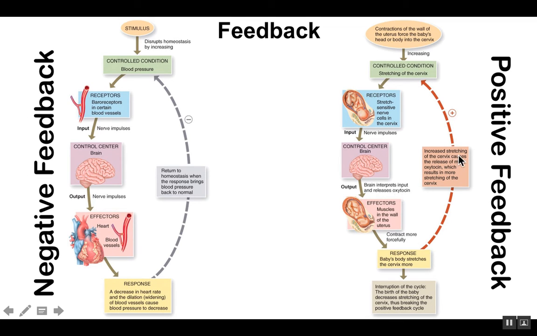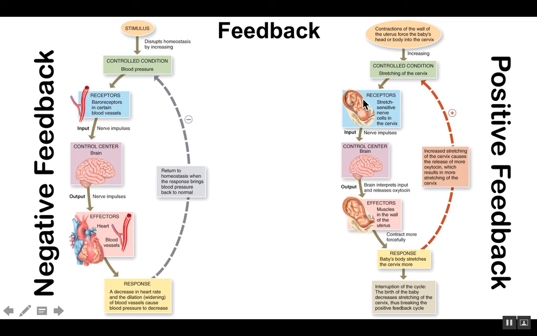So let's look at a positive feedback. Positive feedback is when whatever that stimulus was needs to be reinforced. And it'll make sense when we look at this example of normal childbirth. The stimulus is contractions of the uterus which force the baby to the cervix. The cervix is where the baby has to come out.